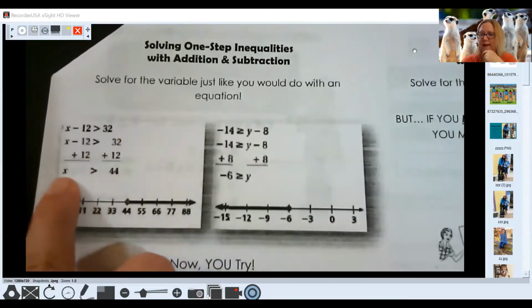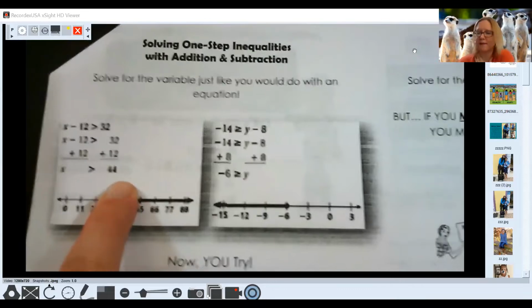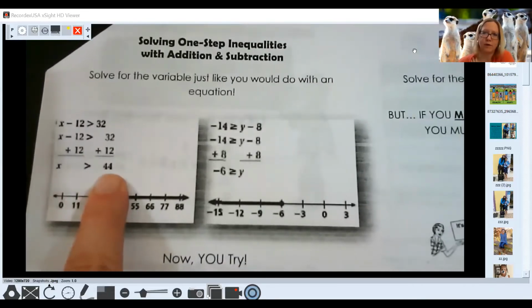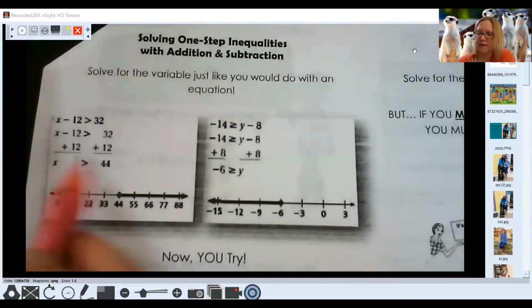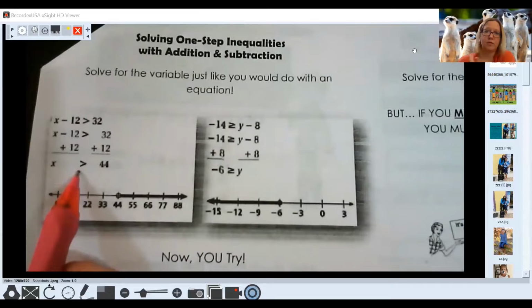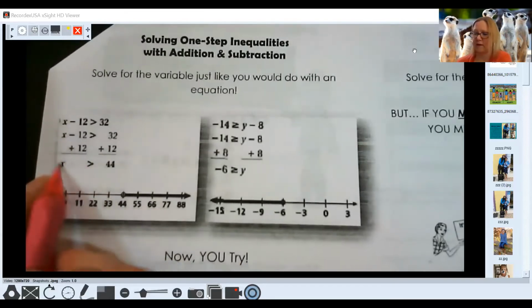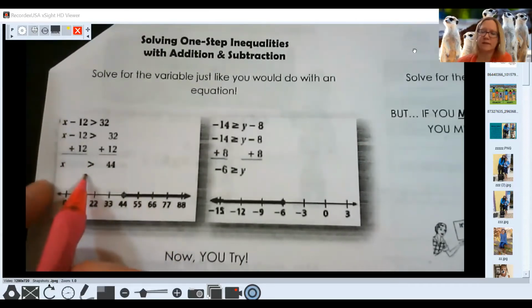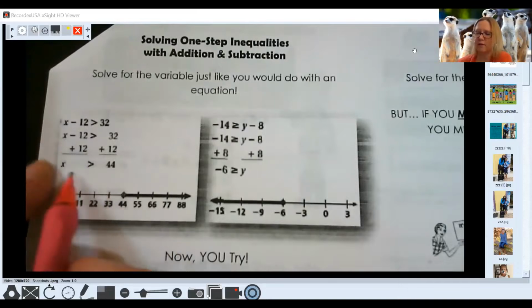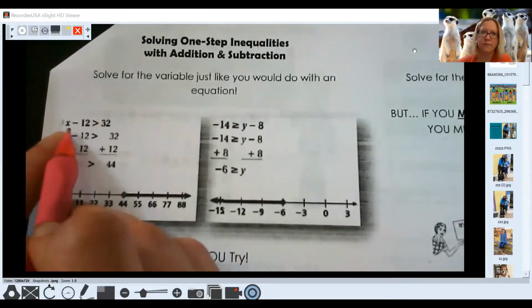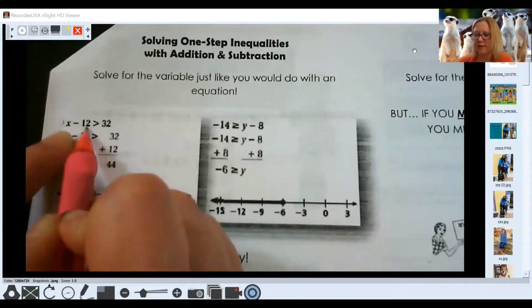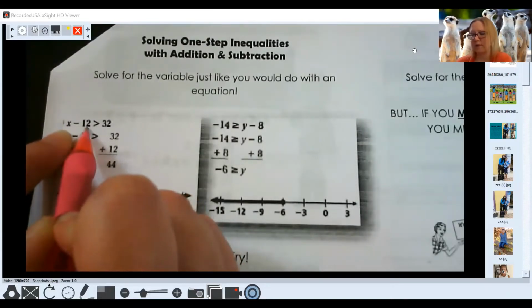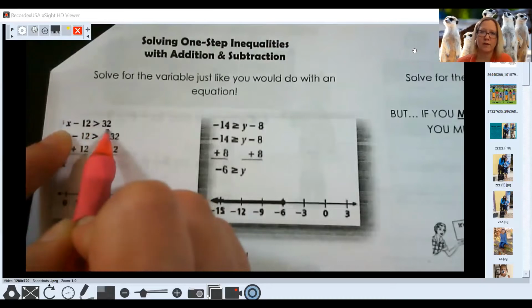So your solution is x is greater than 44, which means any value that is bigger than 44 would be true if I plug it in back here in the original inequality. For instance, I know the number 45 would be true in this answer. So if I want to check to see if this is correct, I can substitute 45 up here into the original inequality. 45 minus 12 is going to give me 33, and 33 is greater than 32.